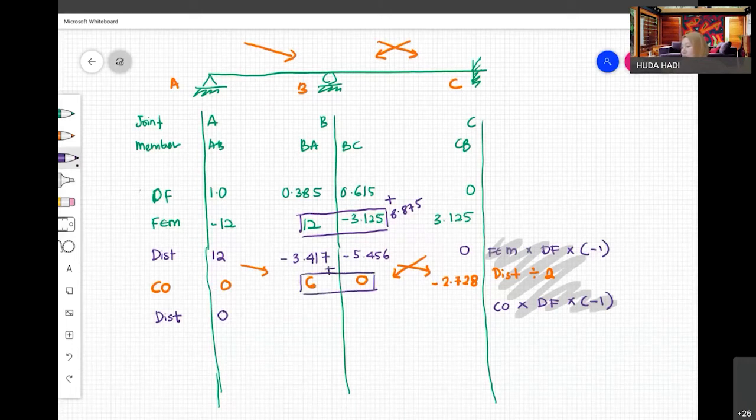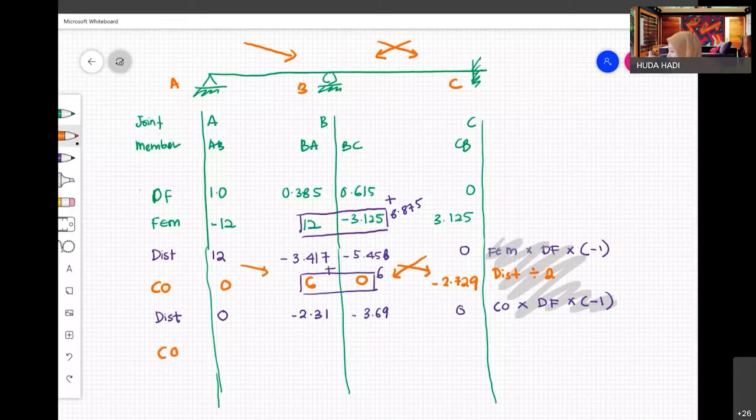Campurkan ia. Anis, negatif 2.31 ke, Miss? So, thank you. Angelina, can you answer for BC? Negatif 3.69. So, okay, thank you. And then distribution for CB, 0.